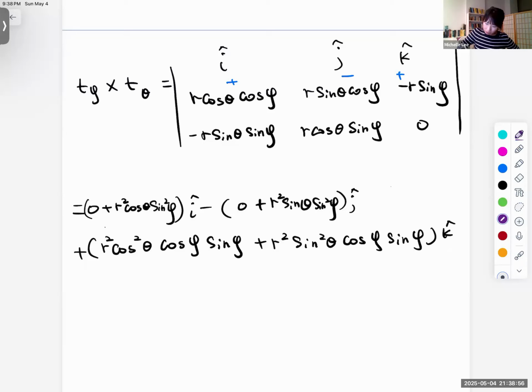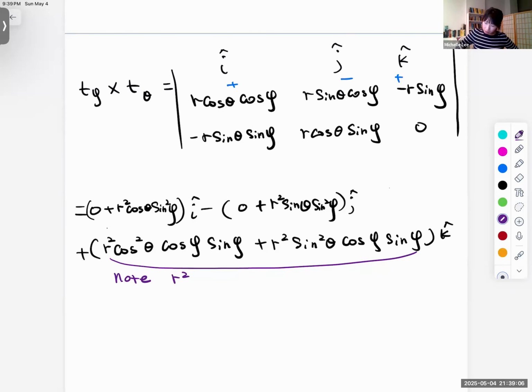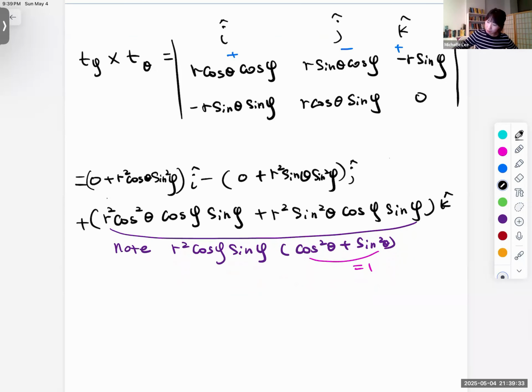Let's simplify this one. We have r squared cosine phi sine phi that we can factor out. Then we have cosine squared theta plus sine squared theta. Can you see that? We know this is 1. So the k term is r squared cosine phi sine phi.